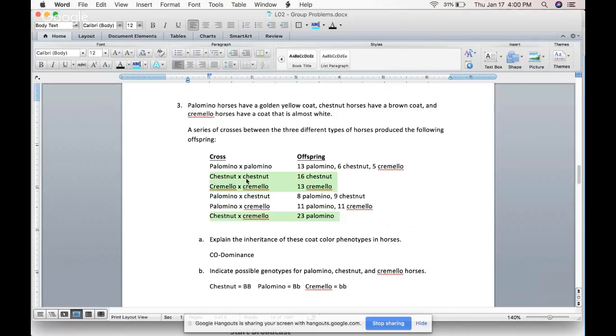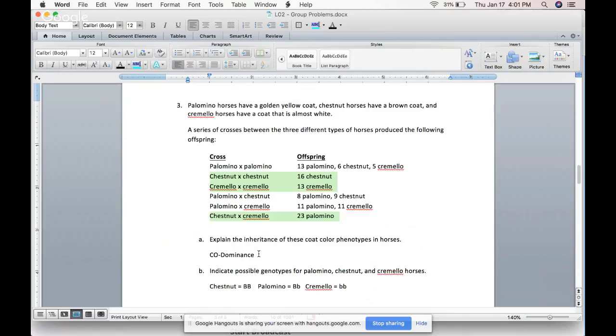If total chestnut crossed with total chestnut, you get a total chestnut. That means these two are homozygous. Whether one's dominant or one's not, we'll find that out later. But crossing a chestnut with a cremello gives you palomino. That helped me to come up with the genotype suggested for these horses. I suggested that the chestnut is a dominant homozygous double capital B.